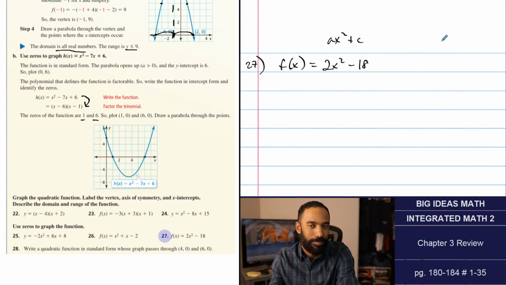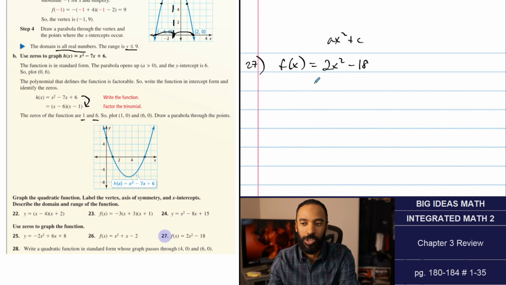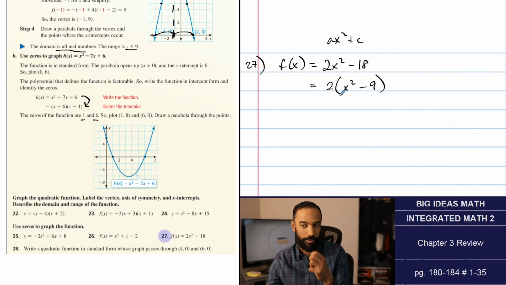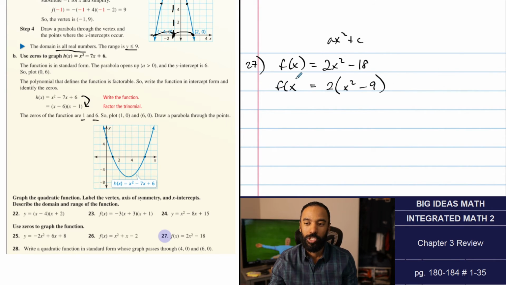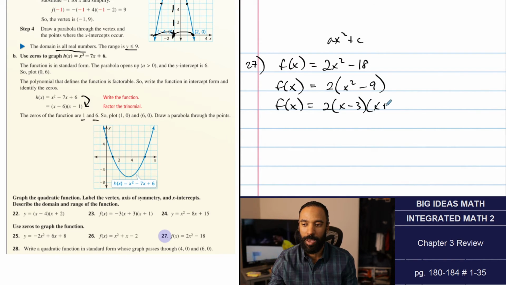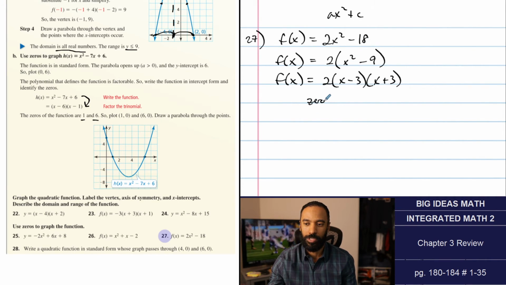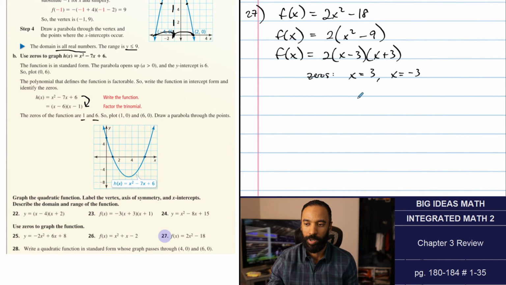But we're practicing factored form, so you should practice it, but at the same time, don't just marry yourself to it just because that's what you last practiced. But for the sake of this review, we will. So common factor of 2 would make 2 our a value, and this is a difference of 2 squares here that can factor into x minus 3 times x plus 3. Therefore, the zeros are x equals 3 and x equals negative 3. Those are the x-intercepts.